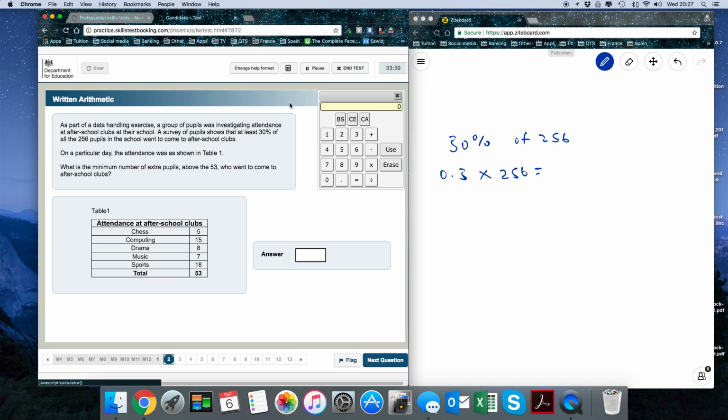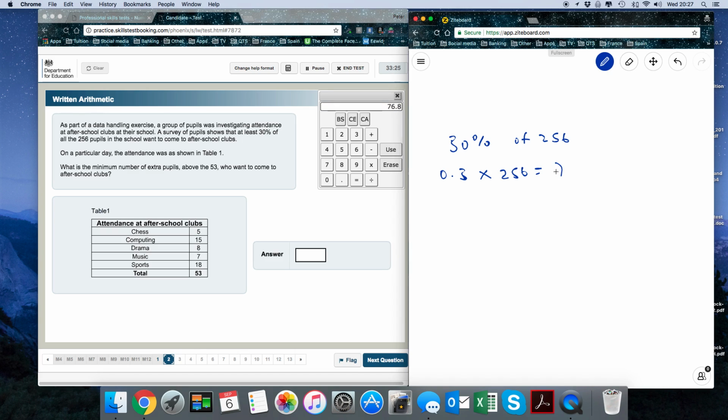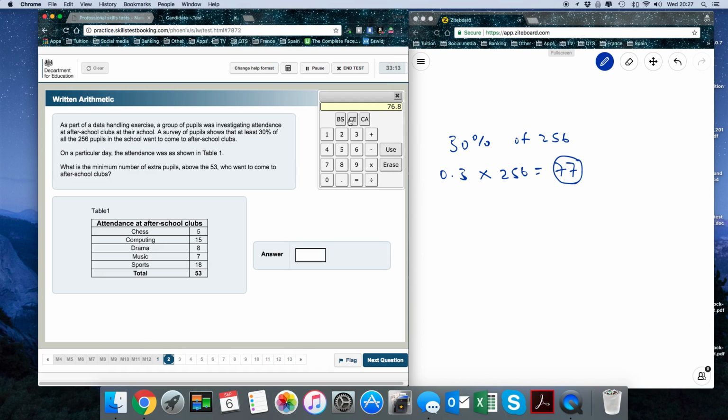Okay, and we'll grab the calculator and we'll do it. Clear the calculator. 0.3 times 256. Now the question said at least 30%, so I can't round that down. It's got to be rounded up. So it means 77 pupils would like to come to after school clubs. But when you look at the table down below, 53 people are already coming. So we just do a simple subtraction. 77, take away the 53 that are already going. That means an extra 24 people would like to go.